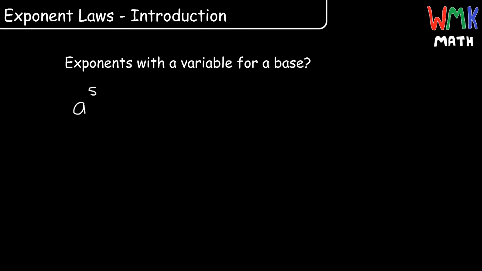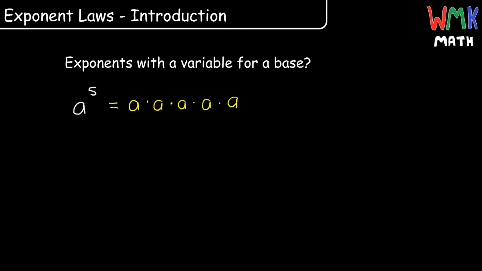Now, what happens if we have a variable for a base? Example, we have a to the power of 5. Does our definition completely blow up because we have a variable as a base? No, it doesn't. It means exactly the same thing. So in this case, the a, which is our variable, is the base, and 5 is the exponent. That means that this expression can be expanded to a times a times a times a times a. Absolutely nothing wrong with that.